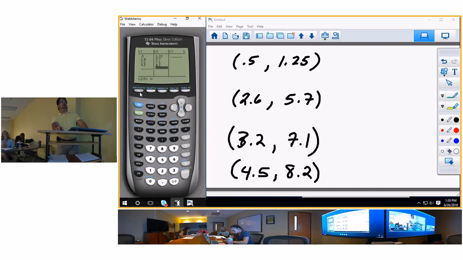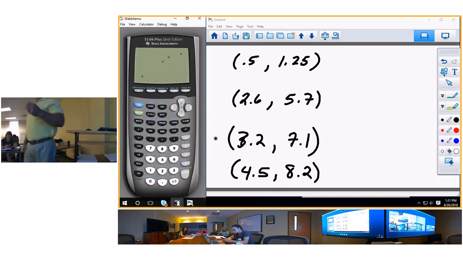All right, so second, stat plot. Go through and hit that, and then go through and hit graph. I need to go through and erase the previous one, so clear that, and hit zoom 9.